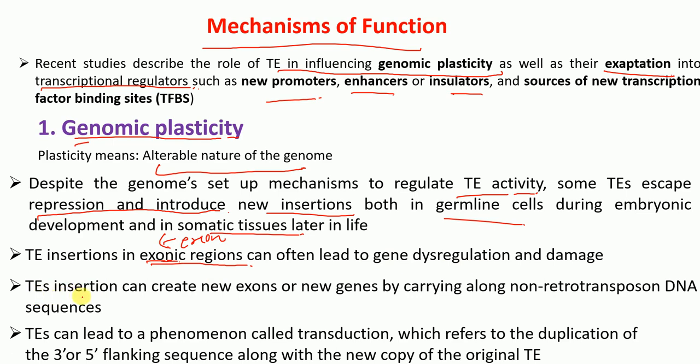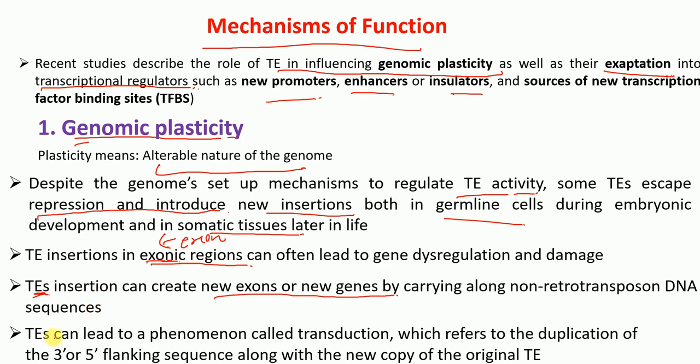Transposable element insertion can also create new exons or new genes by carrying long non-retrotransposon DNA sequences. So another way these transposable elements can cause genomic plasticity is by transposable element insertion, that can create new exons or new genes by carrying long non-transposon DNA sequences.